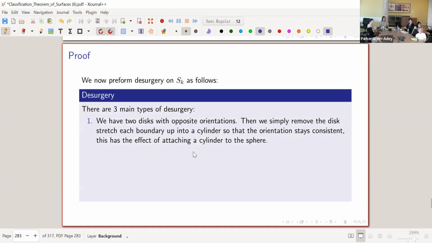So now we're going to perform D surgery. This will just connect back the points to where they were before. So here's sort of how it will go.